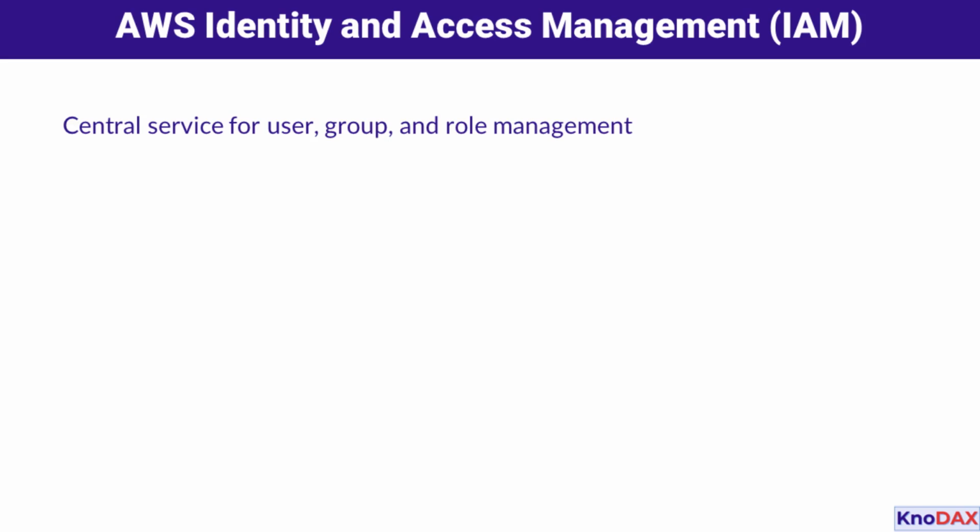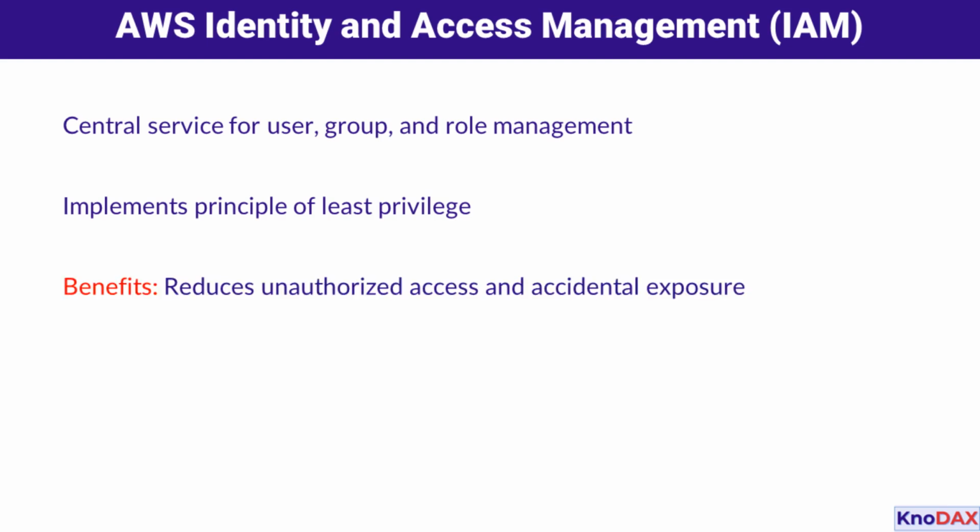A fundamental building block for secure application access in AWS is Identity and Access Management, or IAM. IAM helps us manage users, groups, and roles while ensuring we follow the principle of least privilege, granting just the right amount of access needed to get the job done. This minimizes the risk of unauthorized access.